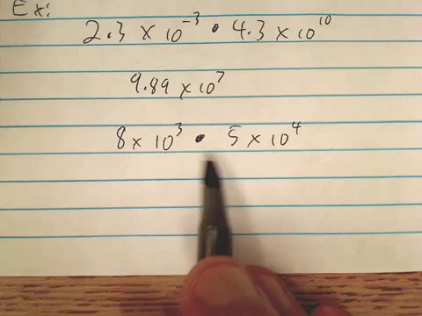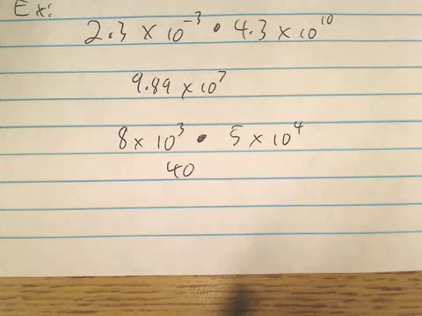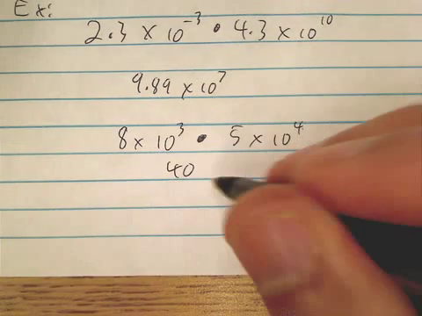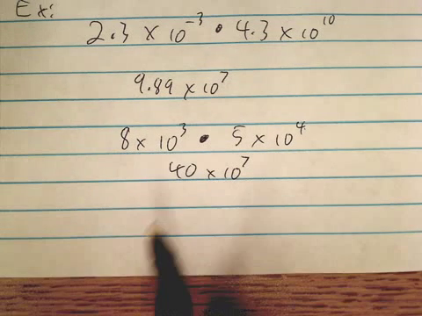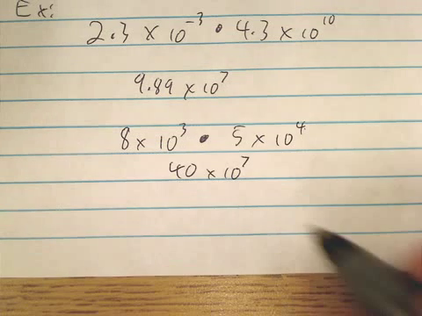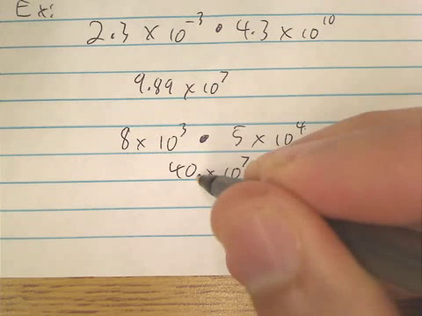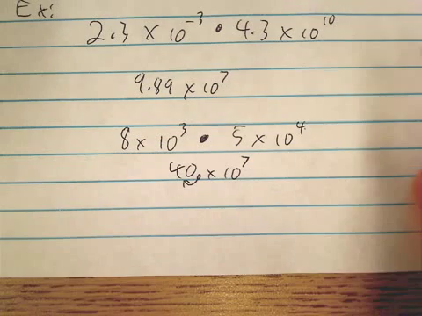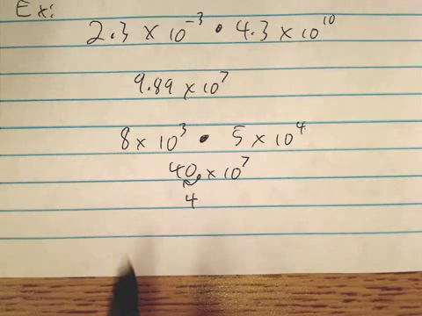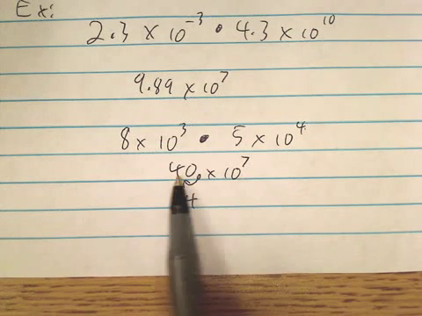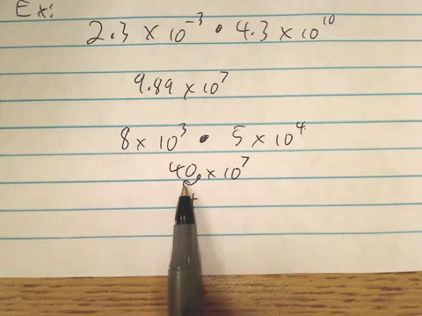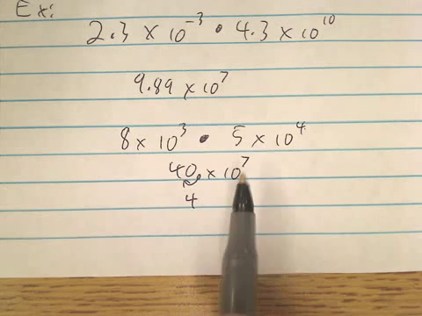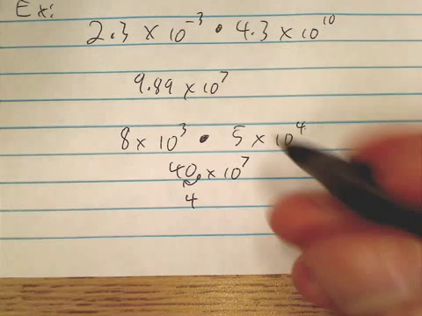Okay? Well, 8 times 5, the numbers out front are 40, and 3 plus 4 on the exponents, times 10 to the 7th. Now, this isn't between 1 and 10, so what I'm going to do is move the decimal point. So that's going to be 4. And the way these balance out, and this works with any operation, addition, subtraction, multiplication, division, if this number gets smaller, the exponent needs to get bigger.